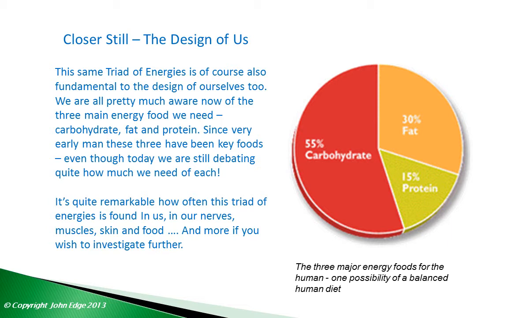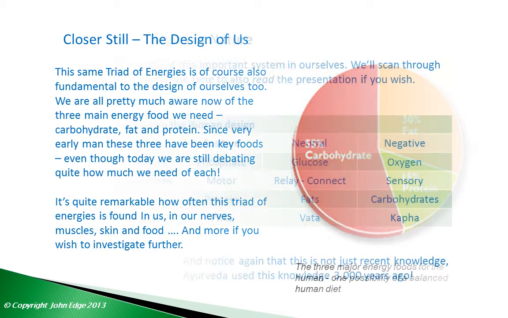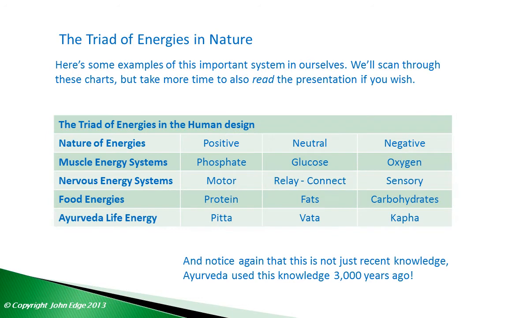And it's also quite remarkable, if you explore further, just to see how this triad of energies is found in other systems in our cells. For example, in our nerves, our muscles, and our skin, as well as our food. And we're just going to have a look at this further. So here are some examples. We'll scan through these charts without exploring them in detail, but you can please explore in your own time and study this further if you're interested.